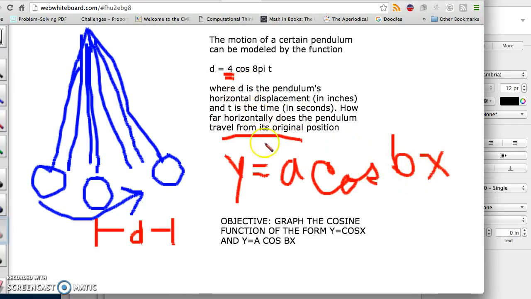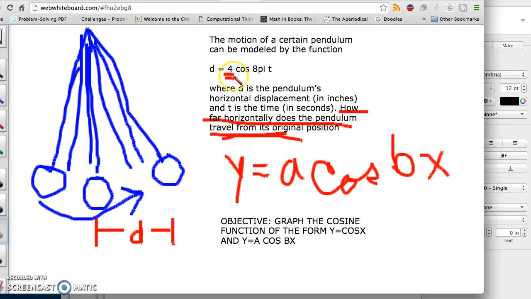So how far does the pendulum travel from its original position? When it asks me that, is it asking me for period, midline, or amplitude? Think about it. How far does this travel from its original position? What's this distance? Correct answer is amplitude. That's the amplitude from midline to the maximum. So what's this? 4. So my answer is right there. It's 4 inches. How far it travels from its original position is 4 inches.